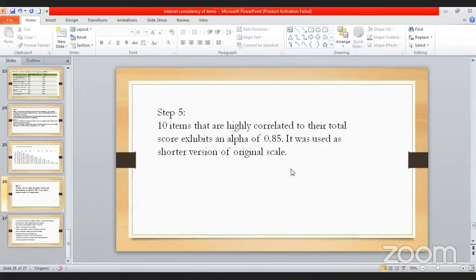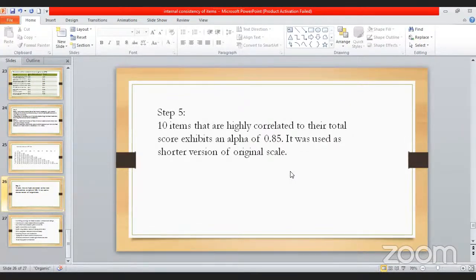Step 5 is that these 10 items that are highly correlated to their total score exhibit an alpha of 0.85. So it was used as a shortened version of the original scale. So in the original version, there are 46 items, and among these 46, we have found 10 items that are very highly consistent. So we assessed the Cronbach's alpha of these 10 items and have done the inter-item correlation in order to check the correlation among these 10 items. And then we have found the Cronbach's alpha of these 10 items is 0.85.